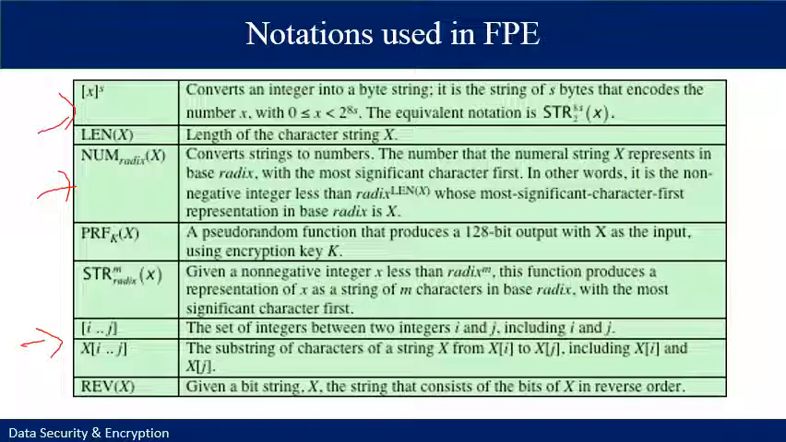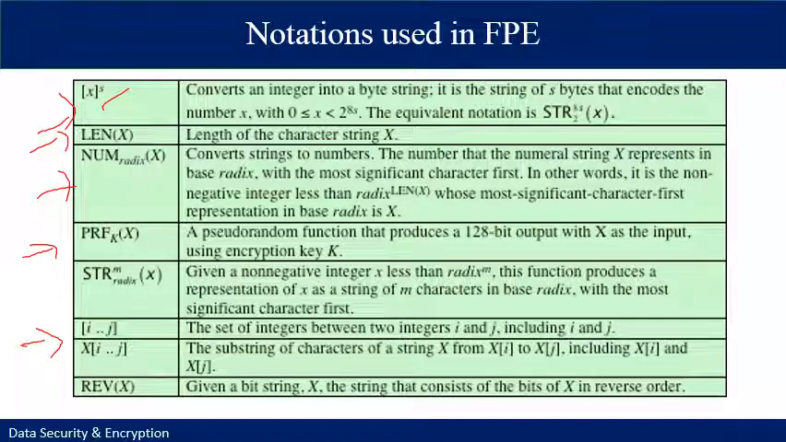it converts an integer into a byte string. It is a string of s bytes, represented as [x]^s, that encodes the number x, with x greater than or equal to 0 and less than 2 raised to the power 8s, where s can be any number of bits. It is equivalent to the notation STR 2 of s. The length of X specifies the length of characters in the string, and the num radix of X we have already defined. It converts the string to numbers.